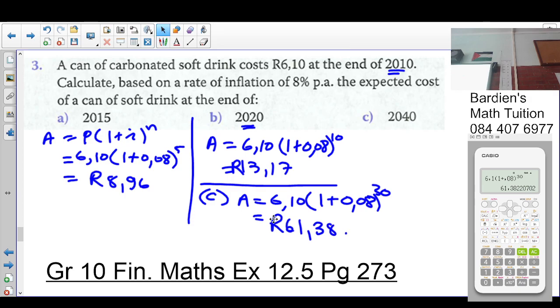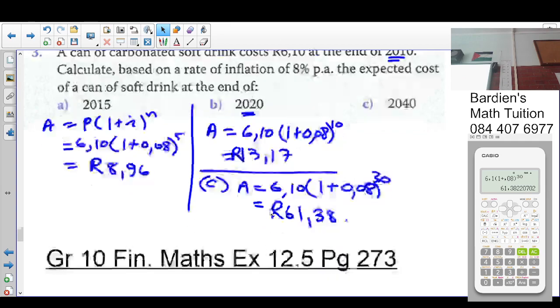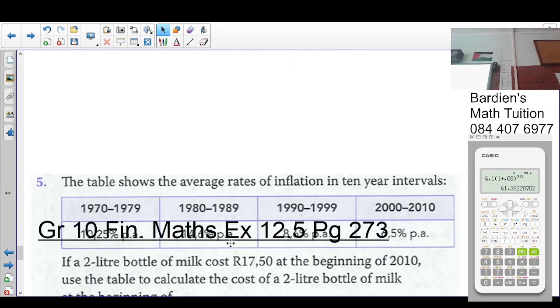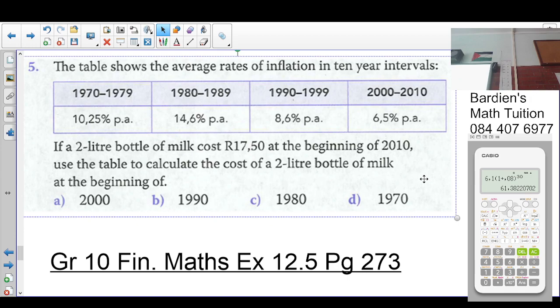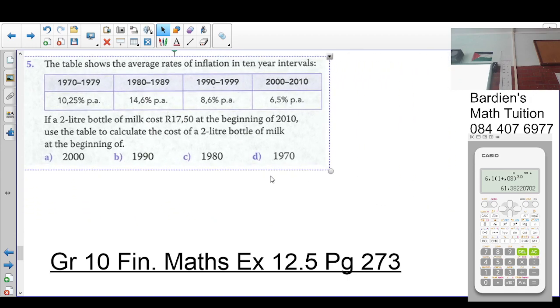Okay. 61 for a can of Coke here. In 2014, if it carries on the way it does, it will probably be a bit more than that. Alright. People, let's carry on. Number 5. Okay, number 5, please settle down.